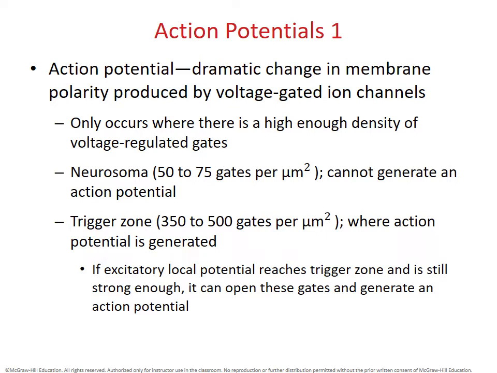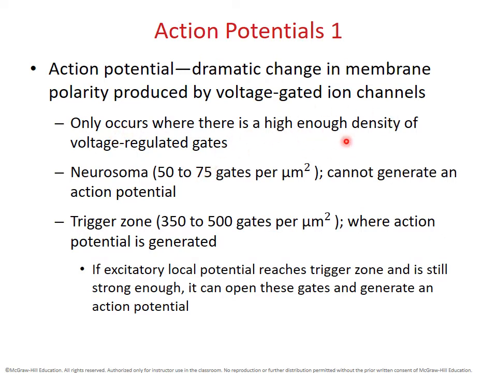We need a signal that won't weaken as it spreads. That's the action potential. A couple of things to remember about an action potential that we already talked about: to get an action potential, you must have voltage-gated channels in the cell membrane. You can only get action potentials where you have a high density of voltage-gated channels. We do have voltage-gated channels in some other parts of the neuron, for instance in the cell body, but we don't have enough to generate functional action potentials. You need a certain density of voltage-gated channels.